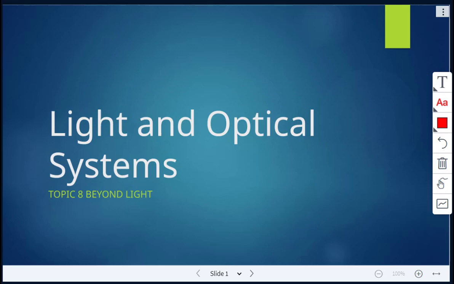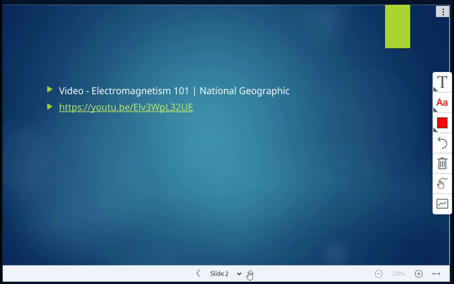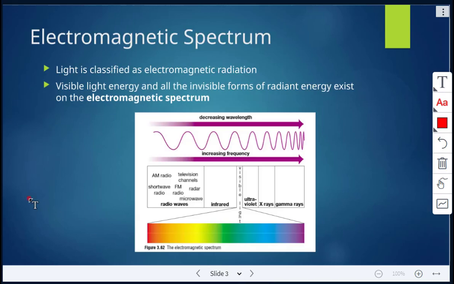So today's class for light and optical systems, we're looking at topic 8, which is beyond light. And we just finished watching this video on electromagnetism. So we're looking at the electromagnetic spectrum today. So light is classified as electromagnetic radiation. So visible light, which we see right here on the spectrum, visible light energy, and all the invisible forms of radiant energy, they all exist on this electromagnetic spectrum.